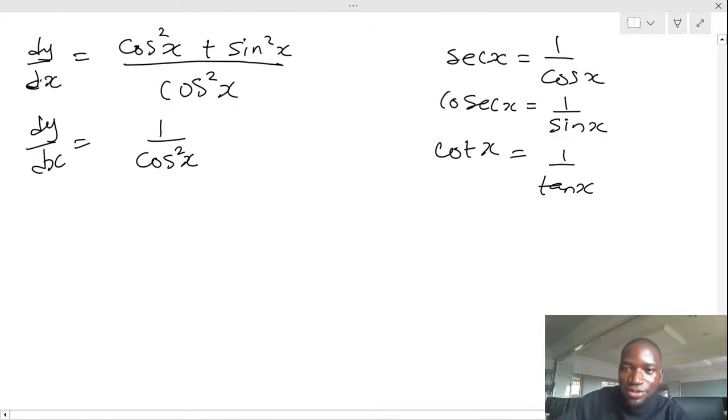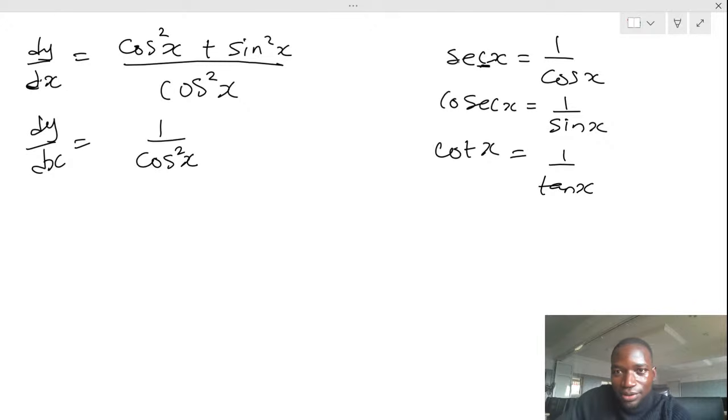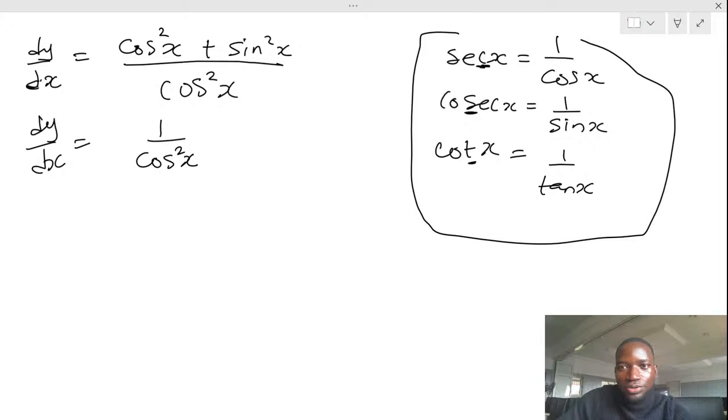One of the ways I use to remember it: look at the third letter. If the third letter is c, that'll be 1 over cos. The third letter is s, that'll be 1 over sine. The third letter is t, that's 1 over tan. All right, these are the trigonometry reciprocals, so you must know them. Don't worry, when you do trigonometry, you will understand it better. But those are the things we need for now.